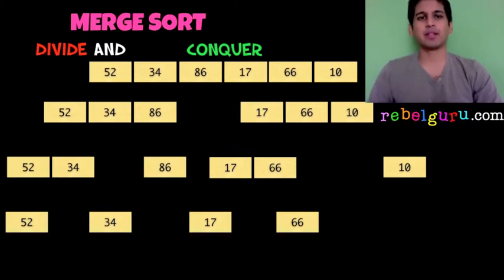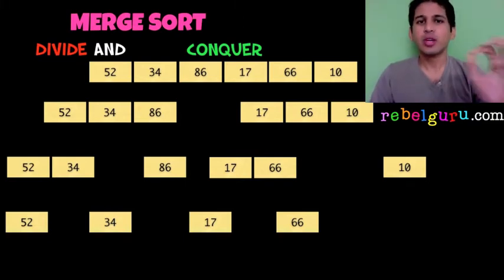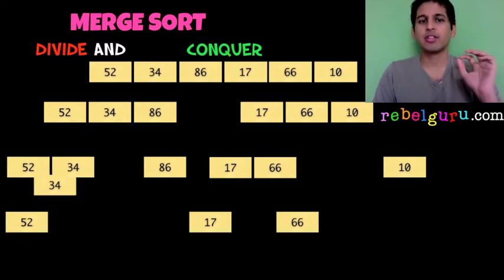Okay, so let's see how it happens. Now, our two sorted arrays are 52 and 34. On the left hand side is 52, on the right hand side is 34. Which is the smaller element? 34. So that's the one we choose first.